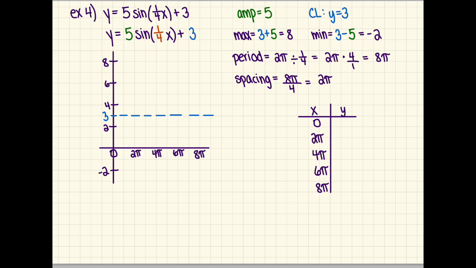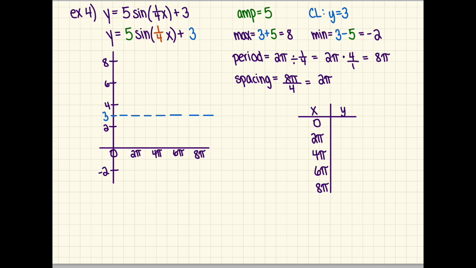Since my b value is 1/4, I use that to find the period. So I'm going to do 2 pi divided by 1/4. So I get 2 pi times 4 over 1, which gives me 8 pi. I use the period to find my spacing, so I get 8 pi divided by 4, so that gives me a spacing of 2 pi.